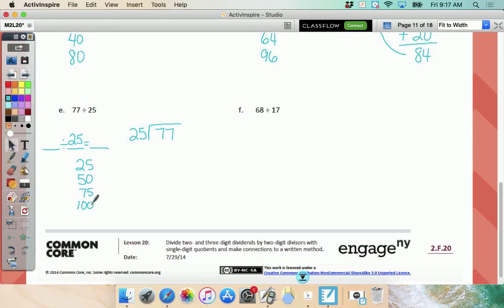Okay, so which one? 75. Adam, tell me, 75 divided by 25. Look at this. 1, 2, 3. All right, so what number will I write on top? 3. And I haven't done this yet today, but let's just say we highlight here. There was a question on the kind of like this.